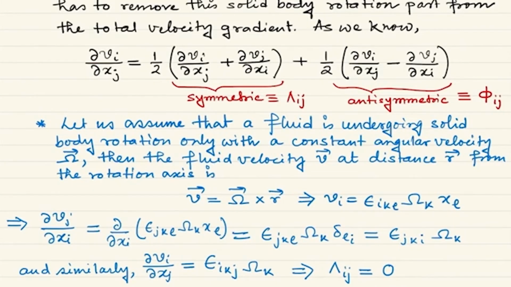Okay, so it simply says that when this body has a solid body rotation, the symmetric part of this velocity gradient actually vanishes identically. So if we want to assign the property of the solid body rotation to some part of this velocity gradient, that will be this part. So actually this part, the antisymmetric part, carries the signature of rotation, and the symmetric part is free of solid body rotation effect, because this vanishes for a solid body rotation. Okay.